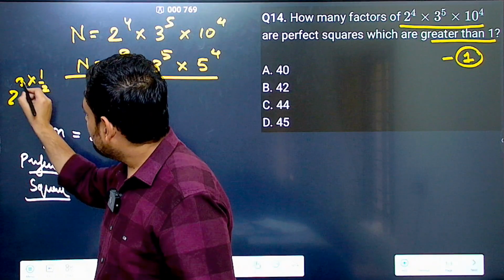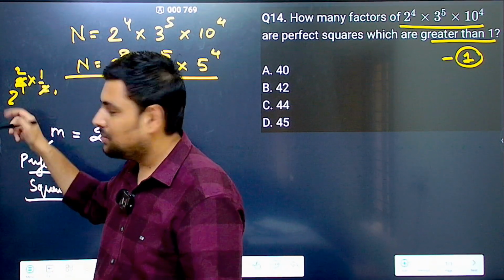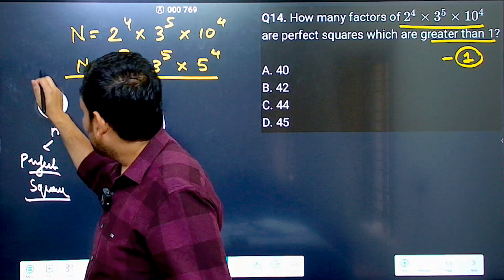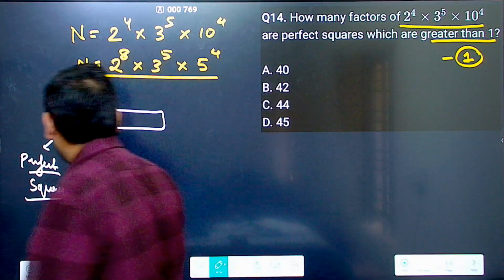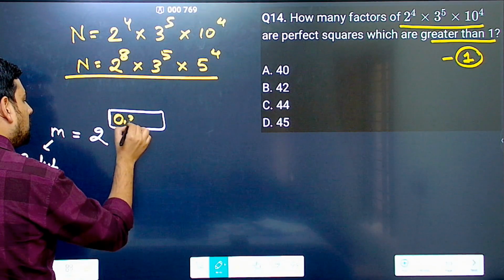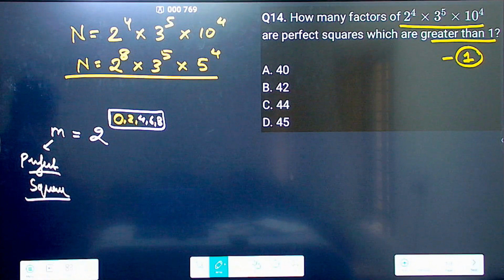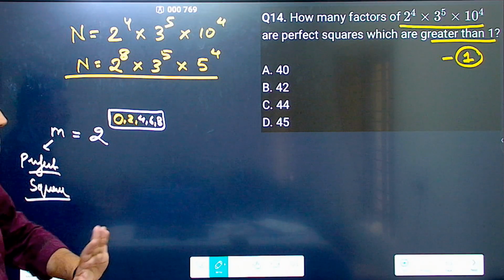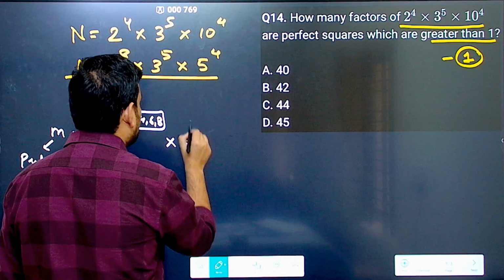That is why, while if it is 4 here, then you can see it will easily cancel out, 2 square will become 4, correct? So I want the powers here to be even numbers only. So 0, 2, 4, 6, 8. These are the even numbers, which when divided by 2 also give me a whole number. That is what I want. So 1, 2, 3, 4, 5 possibilities here.